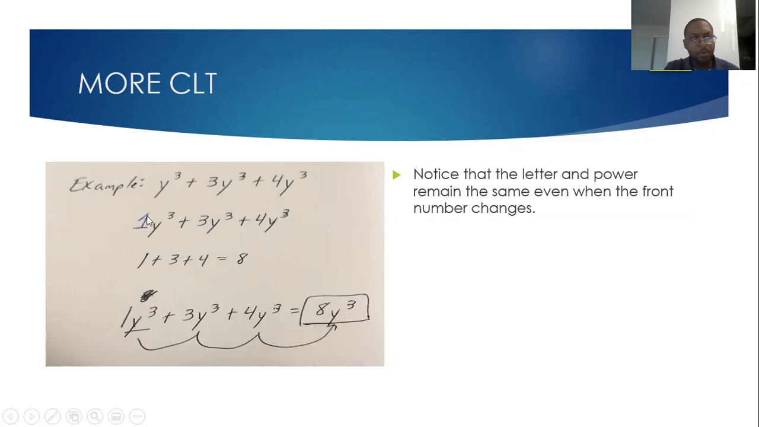Another thing I want to point out is, notice this right here. I have y to the 3 plus 3y to the 3 plus 4y to the 3. Now, you might say, oh, that's 7y to the 3. I got it. You don't got it. It is not 7y to the 3.